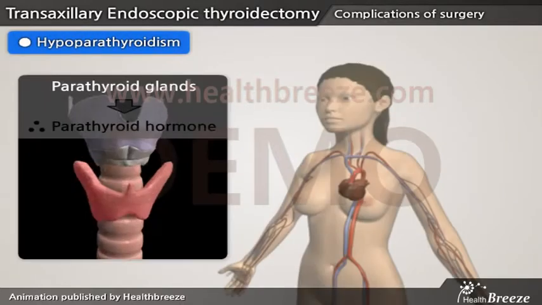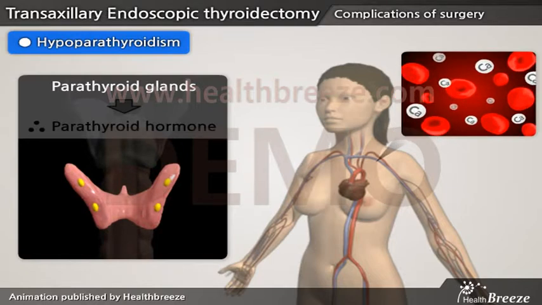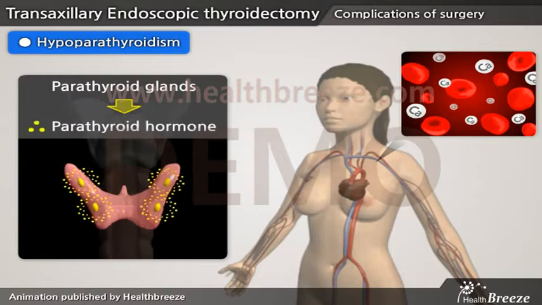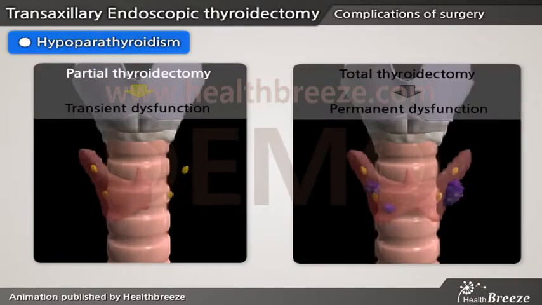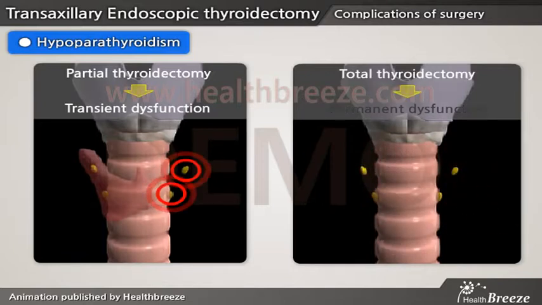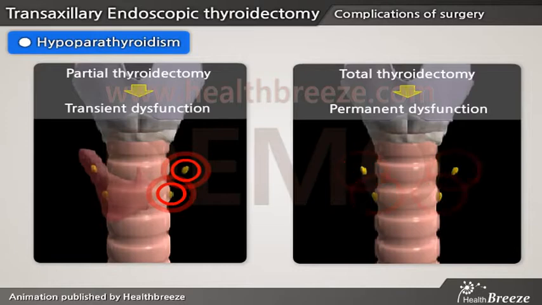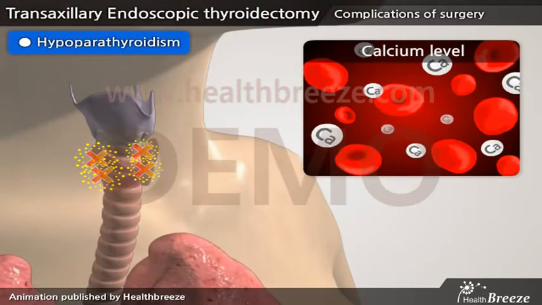Hypoparathyroidism. There are 4 parathyroid glands that regulate your calcium level in your blood, located on the back surface of the thyroid gland. During the thyroid operation, these glands can be injured, which may lead to transient or, in rare cases, permanent dysfunction of parathyroid gland, leading to low parathyroid hormone production and subsequent low calcium level.